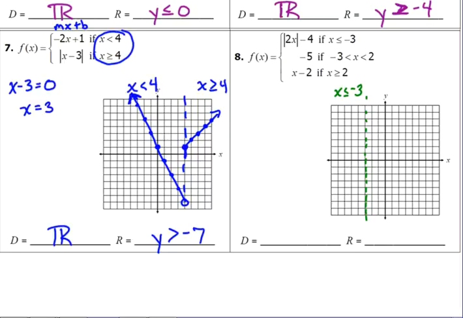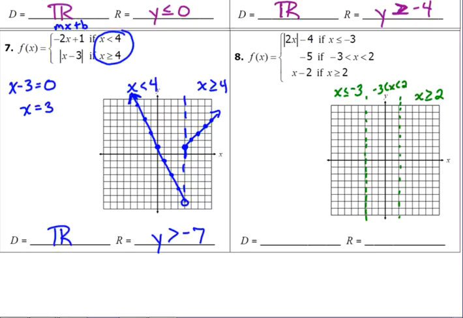I'm going to go ahead and mark off my other spots too. At 2, it changes again over here at positive 2. So we've got between negative 3 and 2, and then we've got greater than or equal to 2. So our first piece, when x is less than or equal to negative 3, is the absolute value of 2x minus 4.